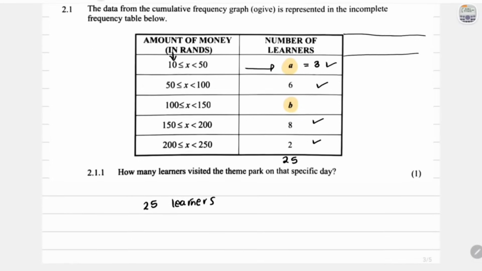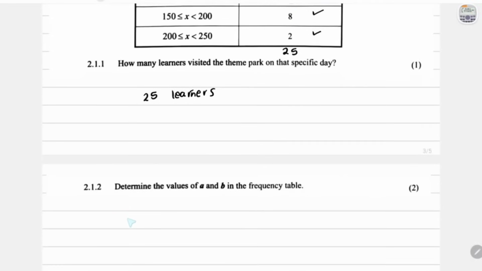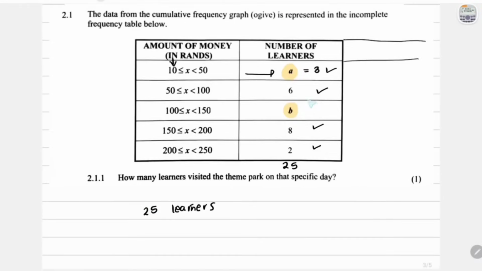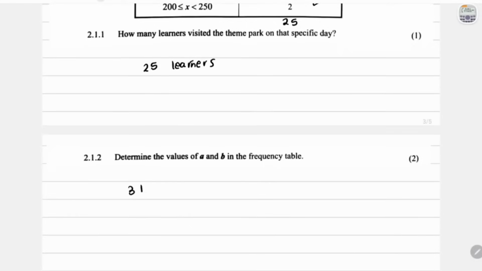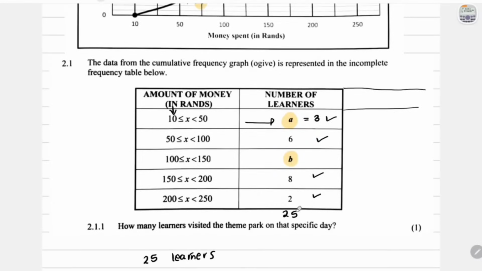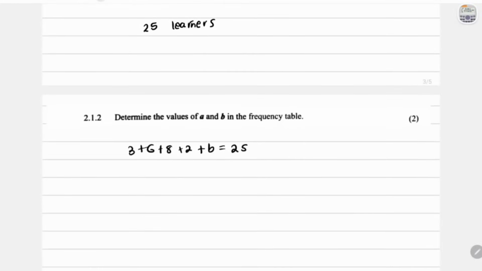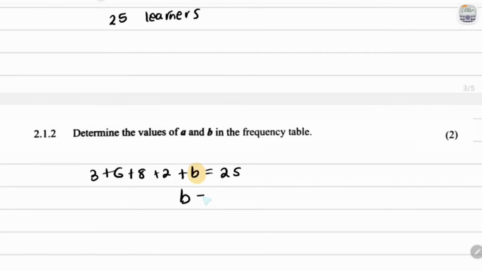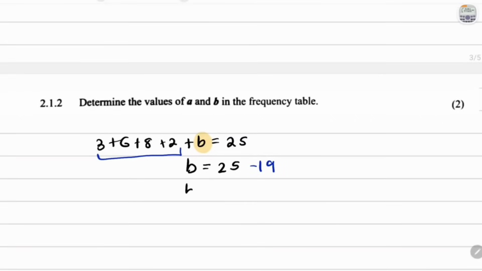So let's go ahead and add. If you like, you can make it an equation. So that is the 3 plus the 6, 8, and 2. Okay, so 3 plus 6 plus 8 plus 2, then you can say plus B is equal to 25, because if you add everything up together, you should get 25. Okay, and then we can just solve for B in this equation. So we can go ahead and say that B is equal to 25. If you add all of these together, you get 19. Okay, and so you take that positive 19 over and it becomes a negative 19. And then 25 minus 19 is going to give you 6.